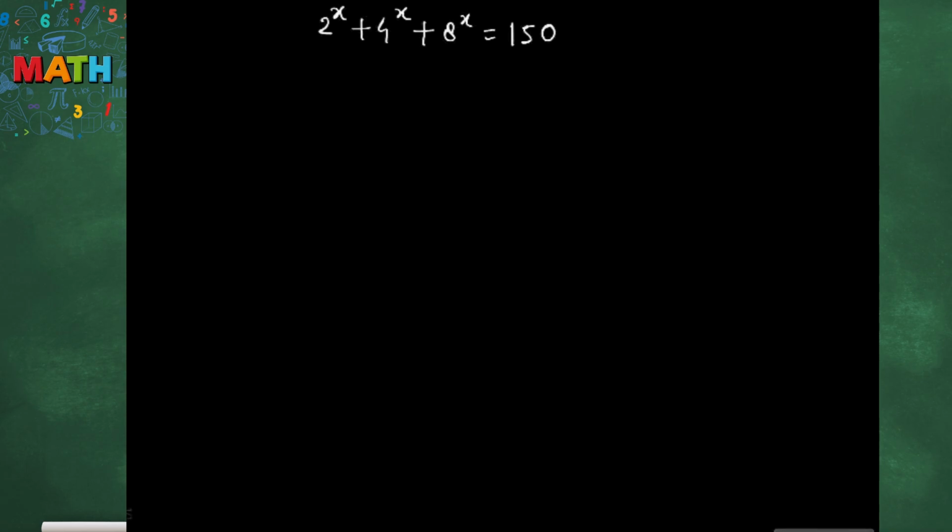So let's solve this question. 2 to the power x plus 4 to the power x plus 8 to the power x is equal to 150. I'm just rewriting. We need to find the value of this.